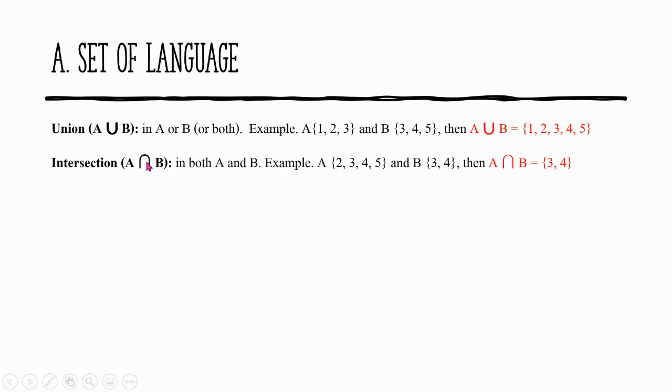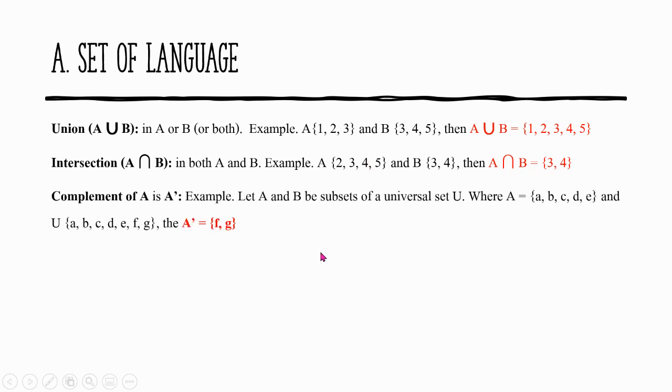Next is the intersection. Intersection is the inverse of your union. Let's use the same sets, A and B, for example, in both A and B. Let's say your A contains the elements 2, 3, 4, 5, and your B has 3 and 4. The intersection contains the elements that both sets have in common. Then you can say that A intersection B is the elements 3 and 4.